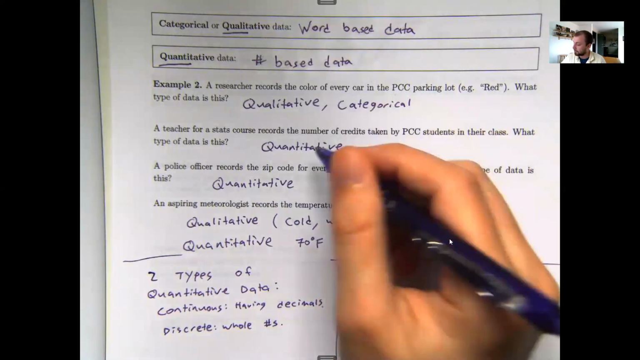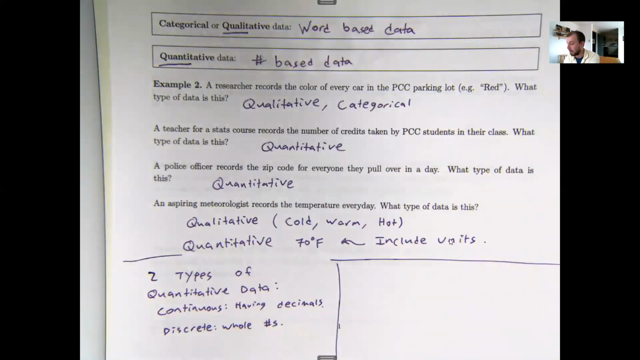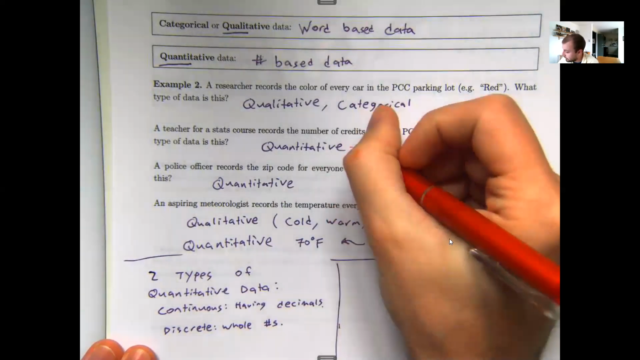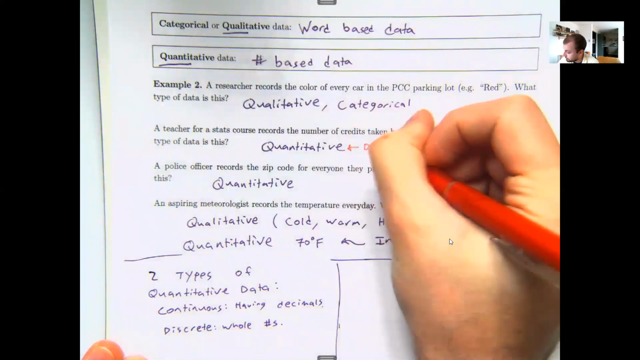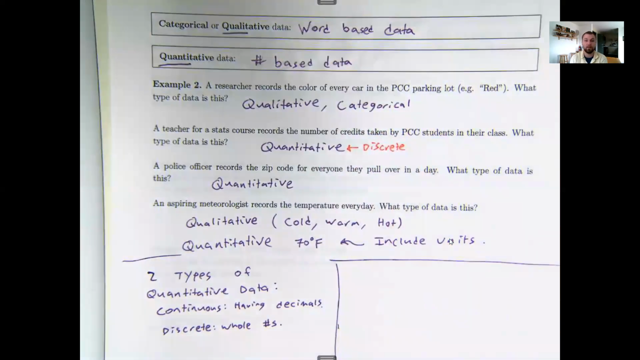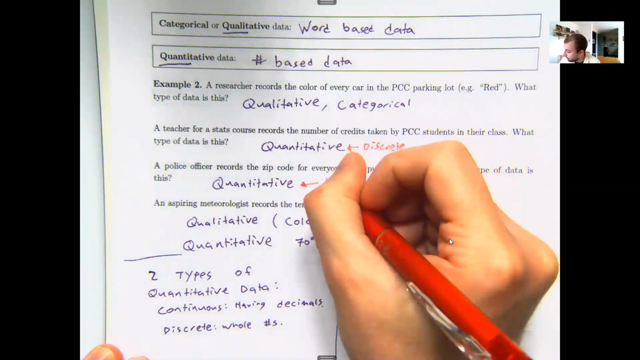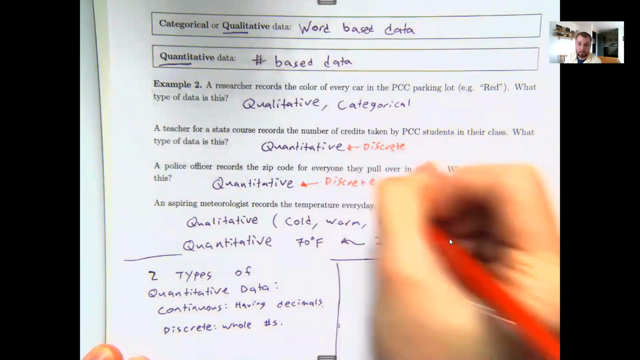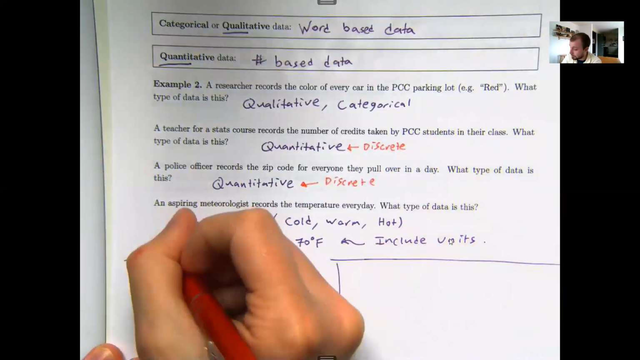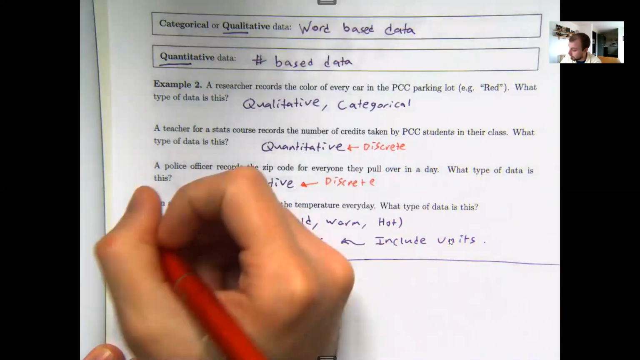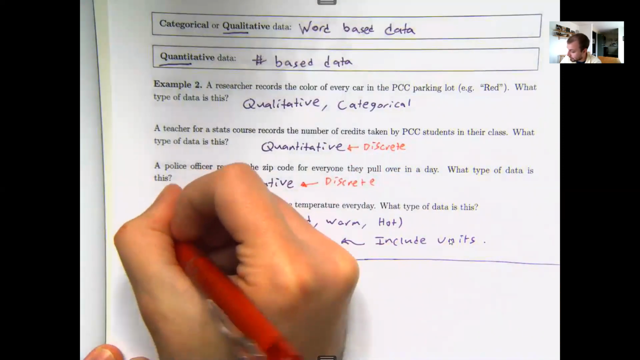Let's go through these different types of data that I have above, and categorize them as being either continuous or discrete. So number of credits taken by a PCC student. This is discrete. You can take 12, you can take 13, you can't take 12.4. Zip code: 98685, 97229. These are whole numbers, these are discrete. Temperature, something could be 98.6 degrees, so that could have a decimal. So temperature would be an example of something that is continuous.